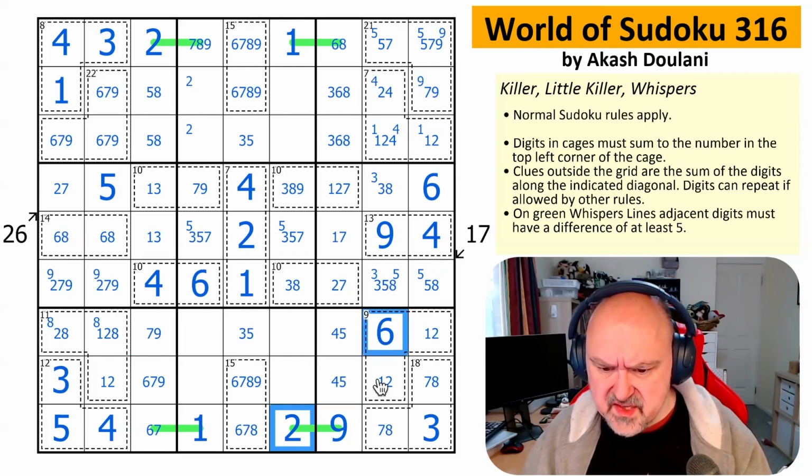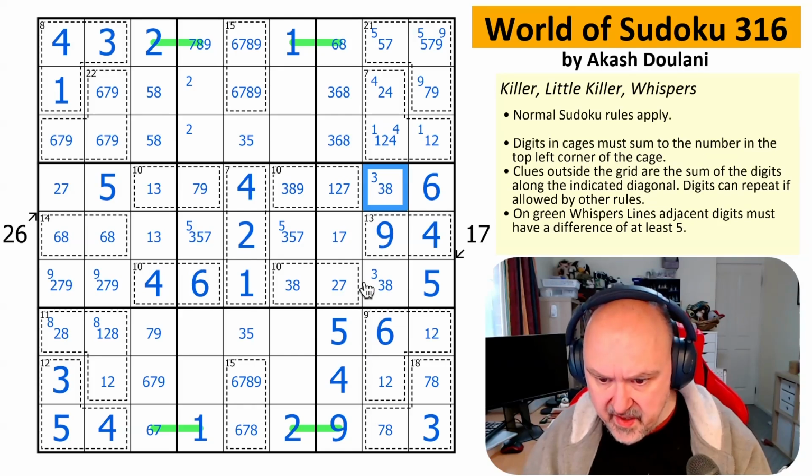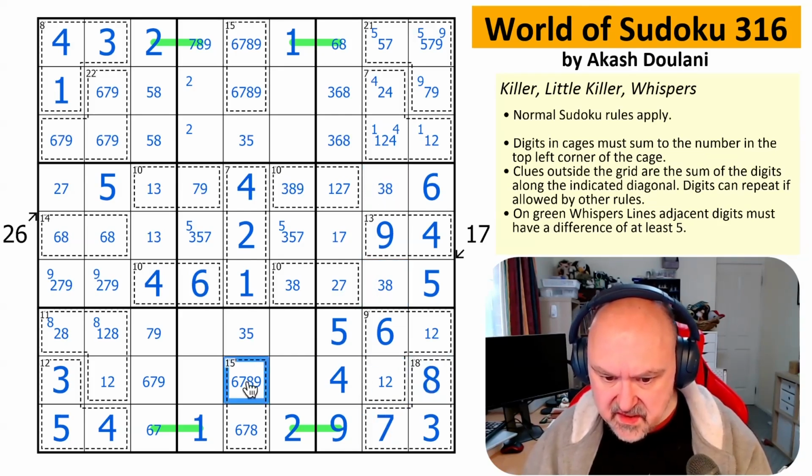So these are 8. These have to go to 9. So that's a 5 and that's a 4. Which means that's a 5. That is not a 5. This is a 3-8 pair. That's going to do a lot. That's a 7. That's an 8. That is not an 8.